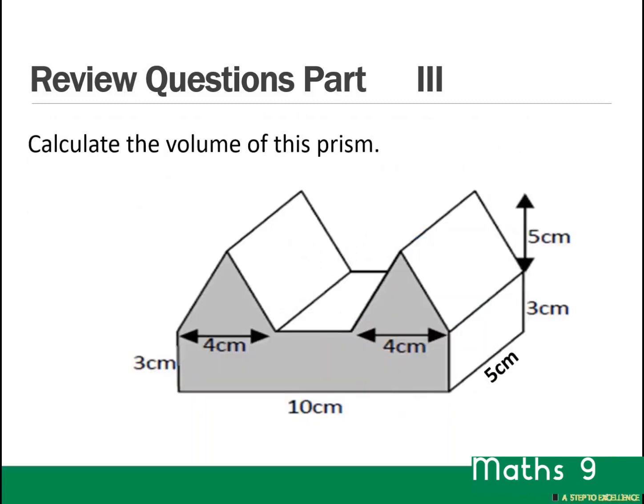Part 3. Calculate the volume of this prism. Pause the video whilst you work it out. Here's the answer. You need to find the area of the base, which is the area of this rectangle plus the two triangles, and then multiply it by 5, and the answer is 250 centimeters cubed.